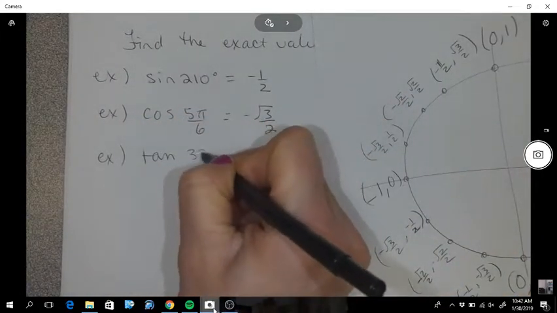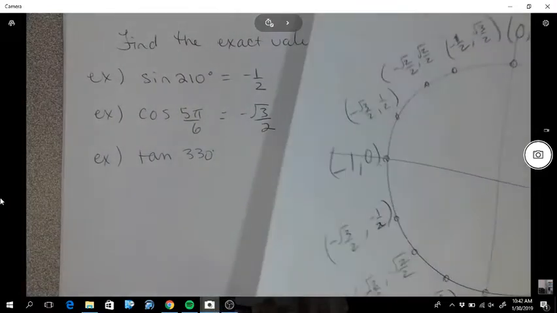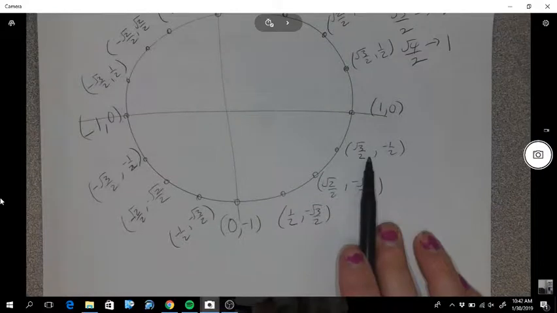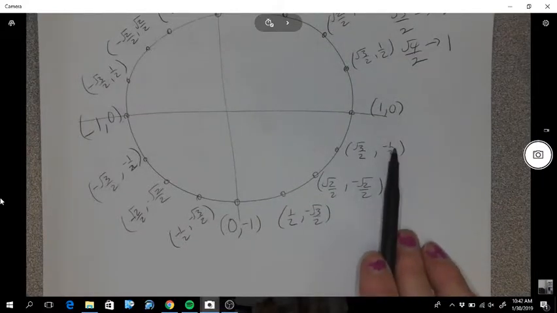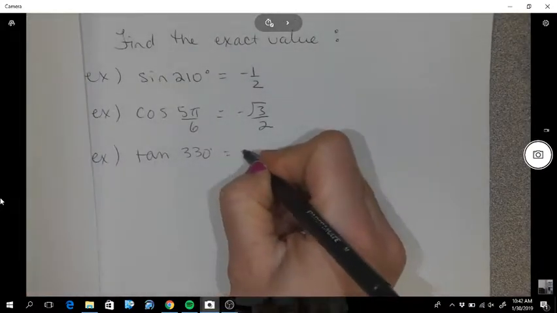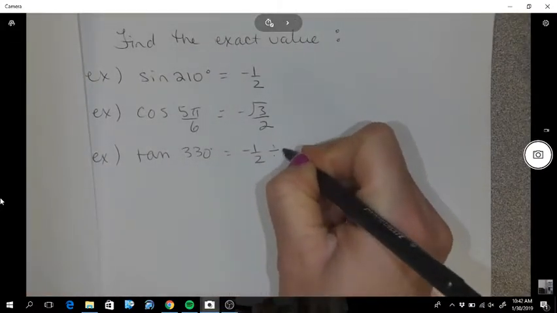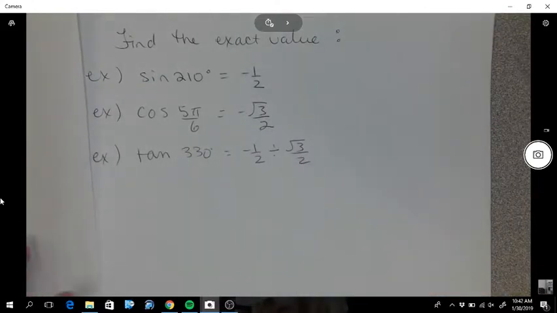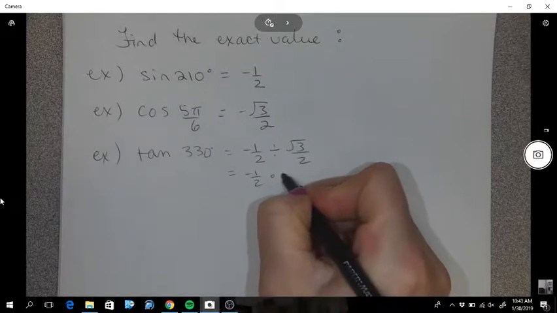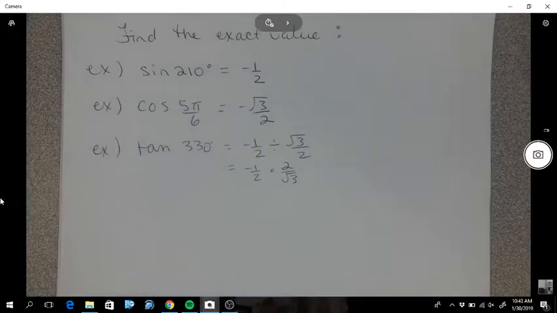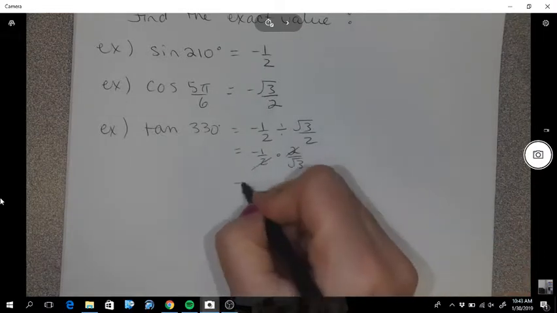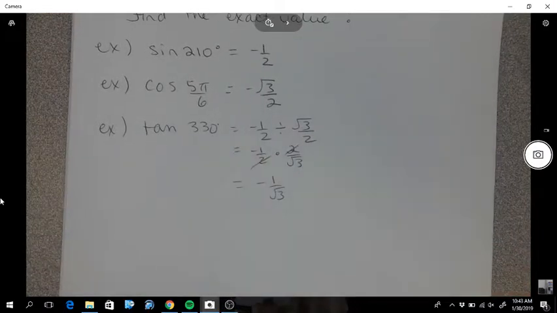So tan of 330. So I go to 330, and that would be right here. And tan says to take the y divided by the x as a ratio. So -1/2 divided by √3/2. Okay, and then since I'm dividing a fraction, I'm going to reciprocate and flip. I'm going to reciprocate, multiply. So my answer is that.